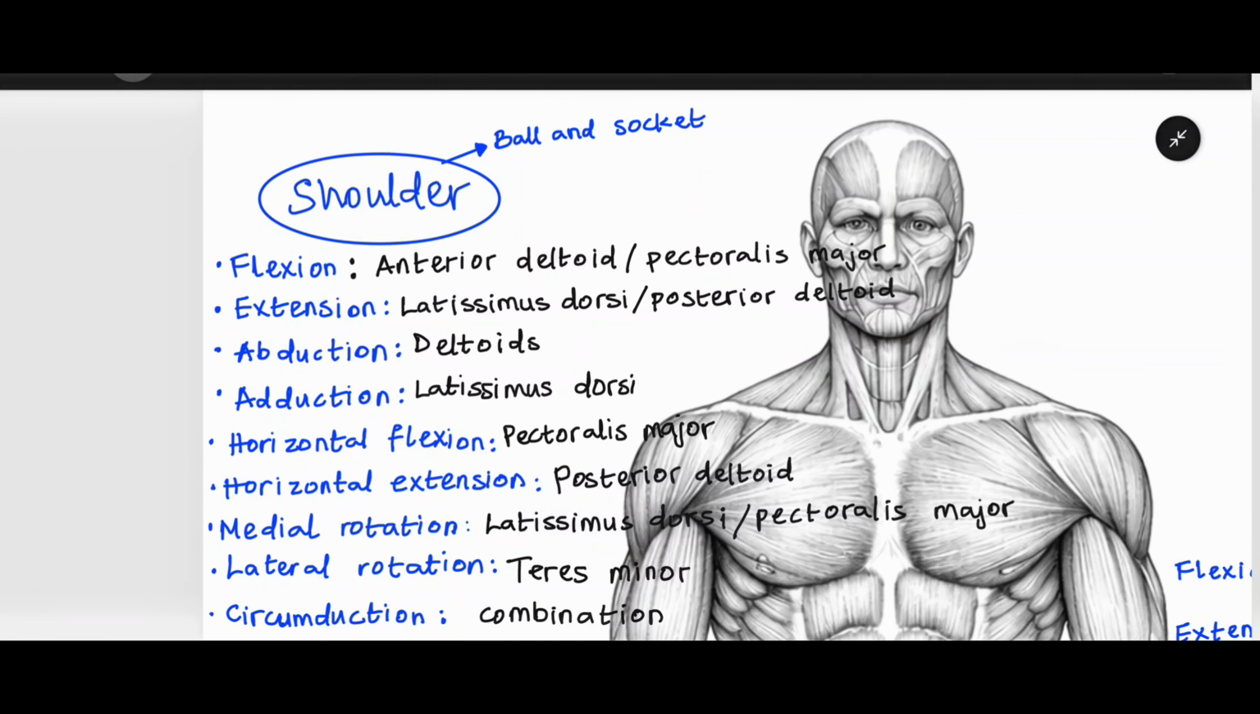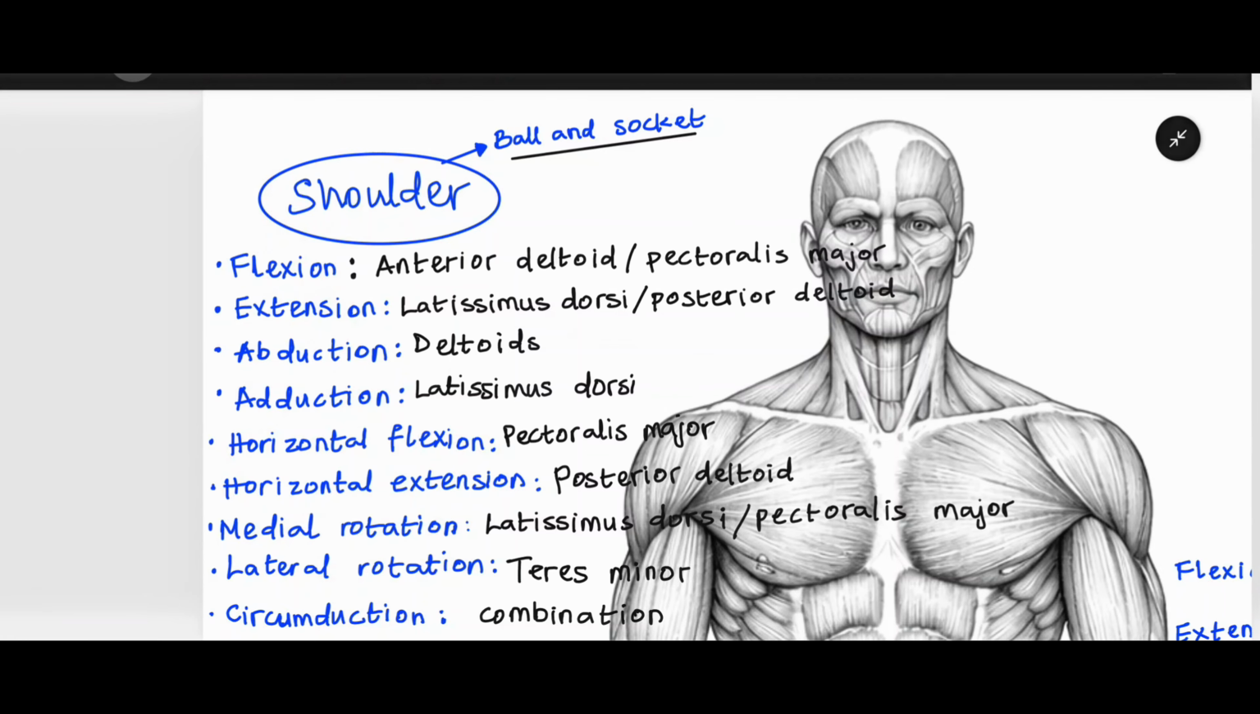Okay, so let's start at the shoulder here. The shoulder is a ball and socket joint, and it's such a fascinating joint because it actually allows the greatest range of motion of any other joint in the body. So these are the movements that happen at the shoulder, followed by the muscles that contract to allow these movements.